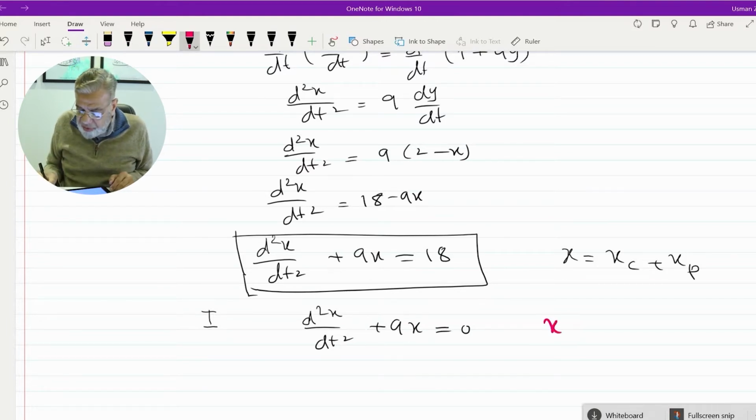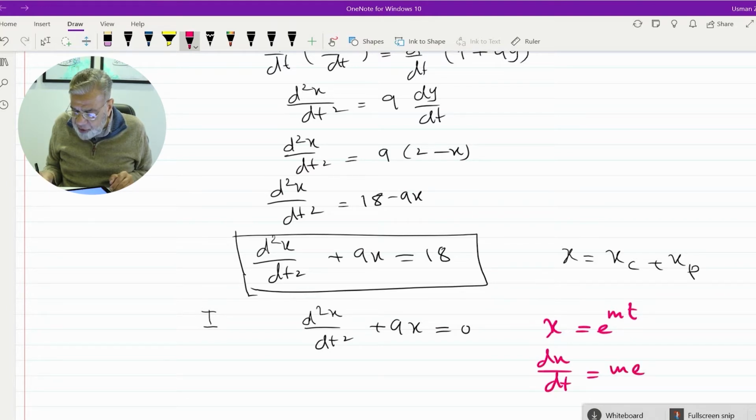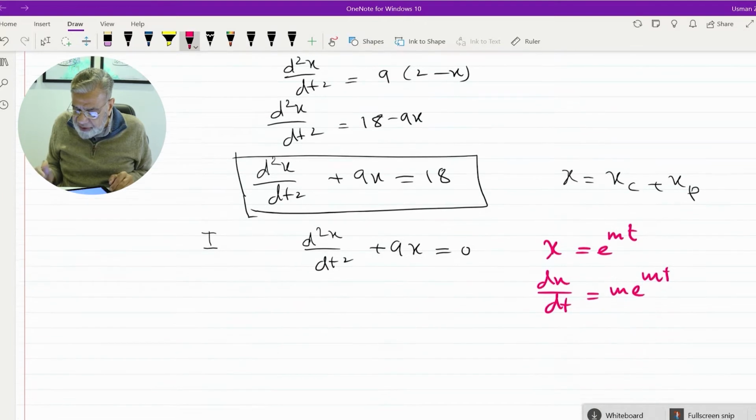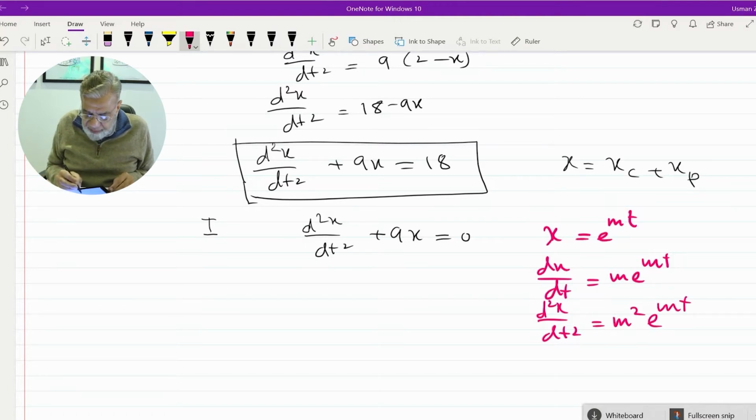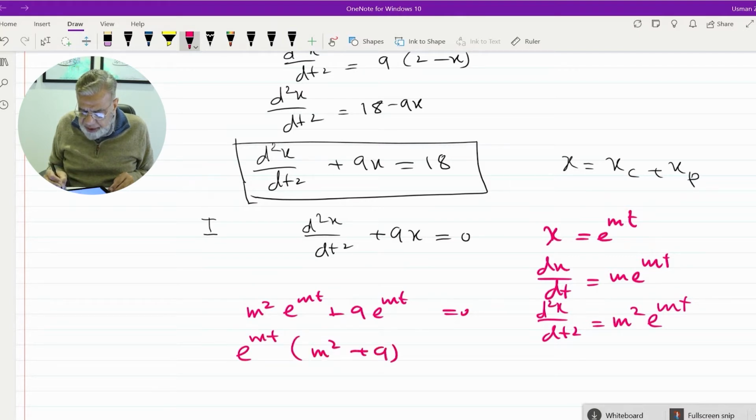We make the substitution x is equal to e to power mt. So dx/dt is equal to m e to power mt, and the second derivative d2x/dt square is equal to m square e to power mt. Substituting, I get m square e to power mt plus 9 e to power mt is equal to 0. Taking e to power mt common, inside we get m square + 9 = 0.